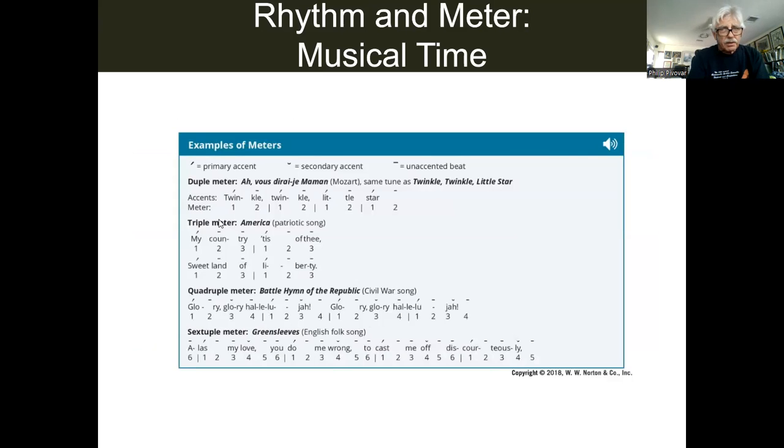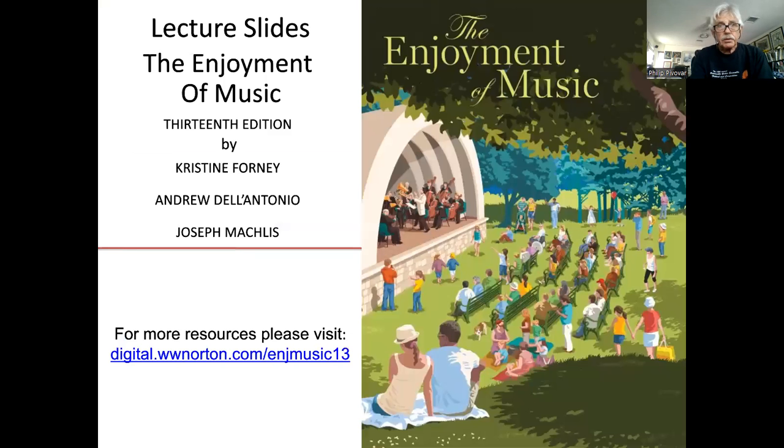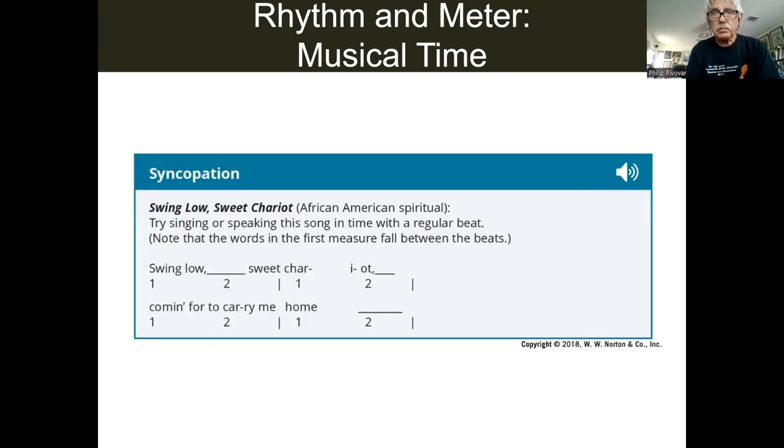I guess I should say that this would be like Twinkle, Twinkle, Little Star, right? One, and two, and dun, dun, dun. One, 2, 1, 2, 1, 2, 1, 2. Duple meter and triple meter. My country, 'tis of thee. 1, 2, 3, 1, 2, 3. Anyway, we'll have more examples of it. So that's the end of chapter 2 about rhythm and meter.